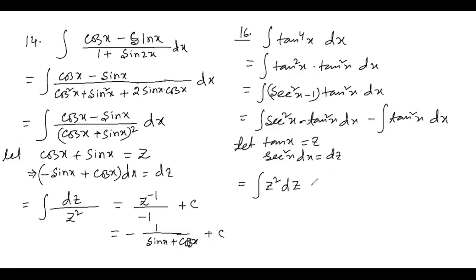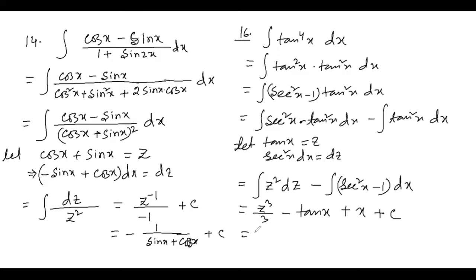This one, I will write it as sec square x minus 1 again. This tan square dx. So z square here, z cube by 3 minus, here sec square x integration is tan x, here plus x plus c. Now z you replace by tan x, so tan cube x by 3 minus tan x plus c. This is the answer.